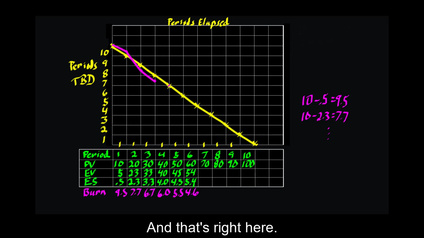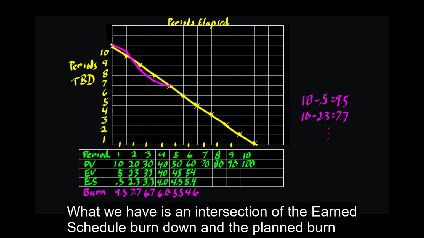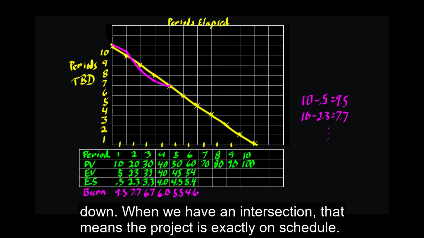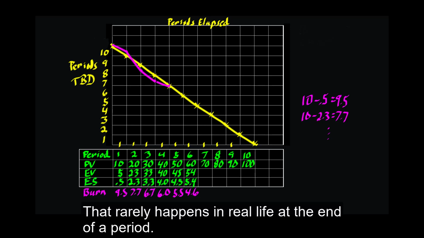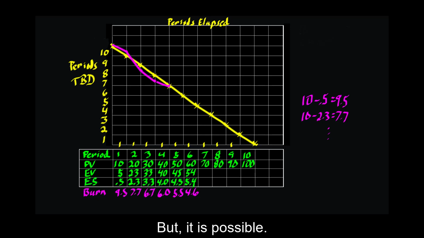That's 6, and that's right here. And again, connecting the dots. What we have is an intersection of the earned schedule burn down and the plan burn down. When we have an intersection, that means the project is exactly on schedule. That rarely happens in real life at the end of a period, but it is possible.